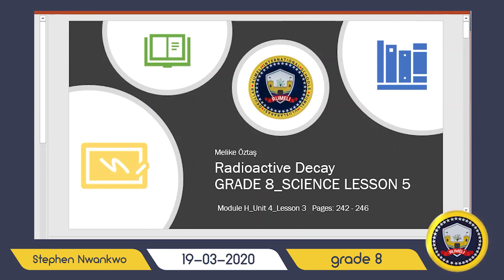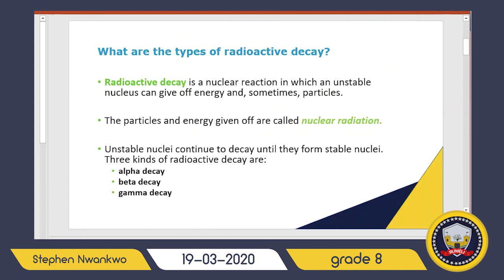So radioactive decay is a nuclear reaction in which an unstable nucleus can give off energy or particles. Okay, when energy or particles go out from the nucleus, we can say that there is nuclear radiation, and this process is called radioactive decay.